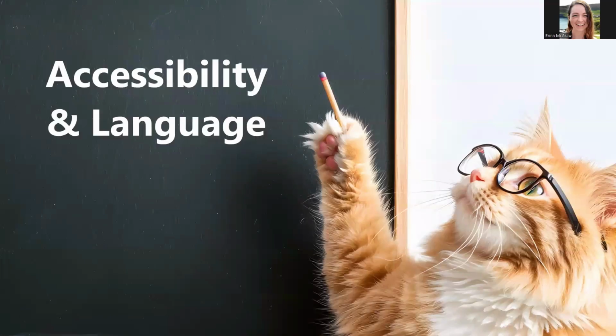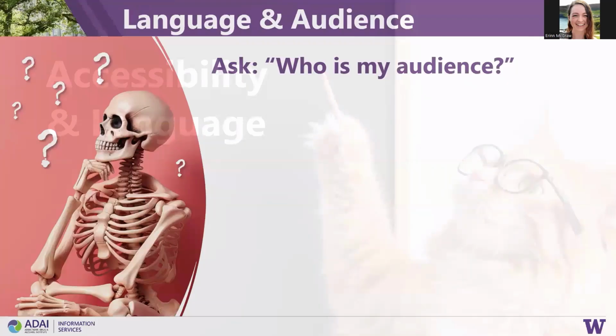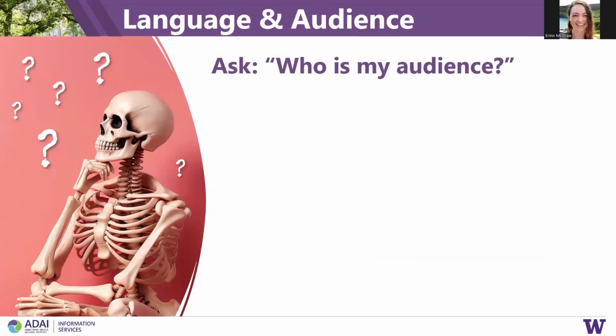So now that we've covered visual accessibility, let's talk about the language that you use in your materials. This is really important for reaching diverse and wide audiences from all walks of life, and it makes a really big difference in how someone engages with your materials. One of the most important questions you can ask yourself before putting together a presentation or any other type of material where you're writing is, who is my audience?